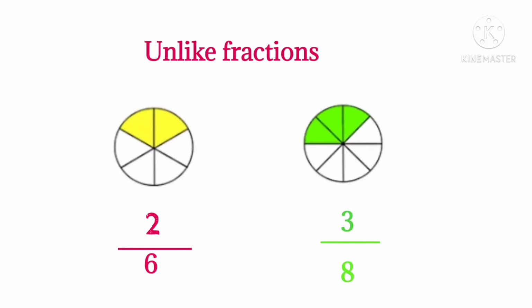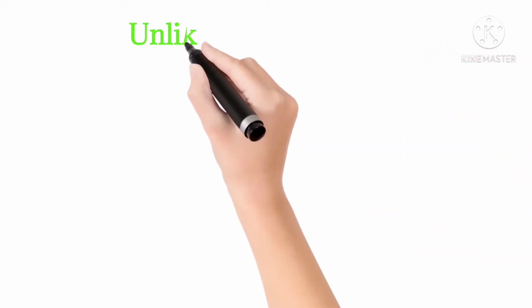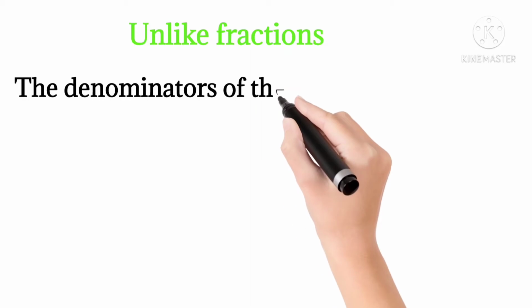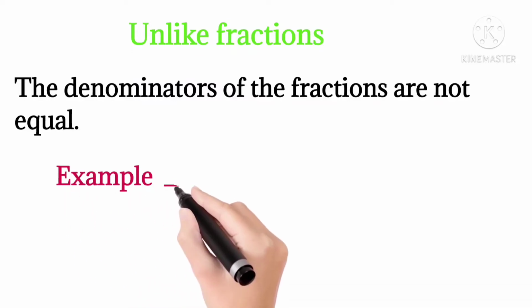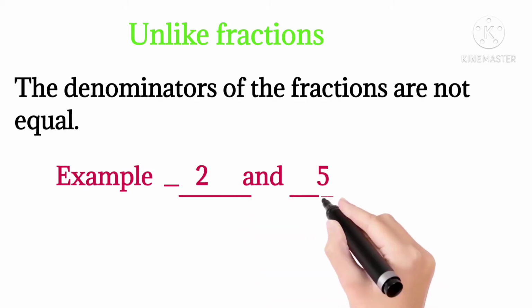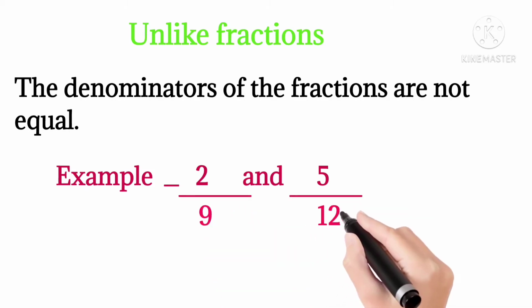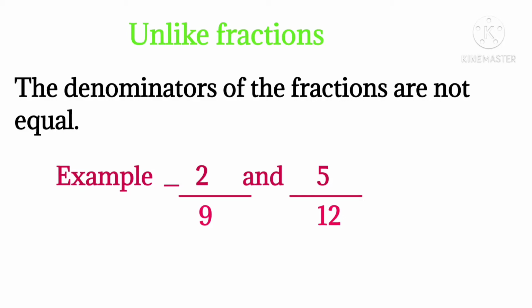Here both the denominators are not equal. Then what is unlike fraction? The denominators of the fractions are not equal. Such fractions are called unlike fractions. Examples: 2 by 9 and 5 by 12. Here denominators are not equal.